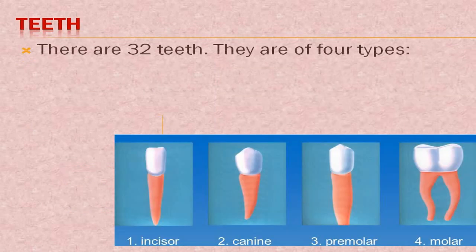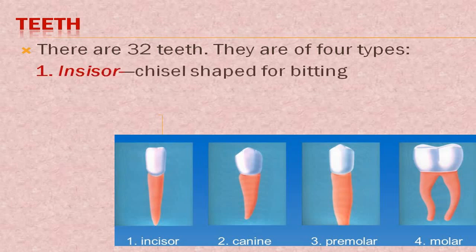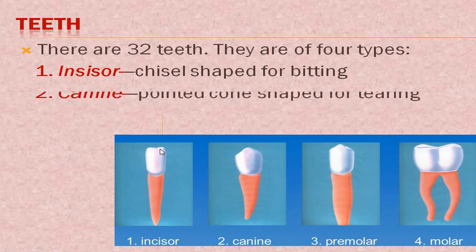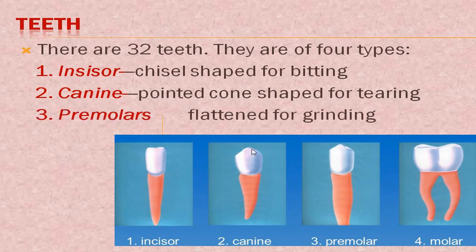Teeth. In a human adult, there are 32 teeth, and they are of 4 different types. Number 1, incisors, which are chisel shaped for biting. Chisel shape means they have a flat surface, as you can see in this figure. Number 2 are canines. Canines are pointed or cone shaped, and they are responsible for tearing. Number 3, premolars and molars. Premolars and molars have projections which are called cusps, and they are responsible for grinding. Their function is to grind the food into fine molecules.